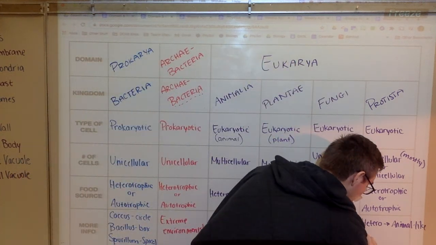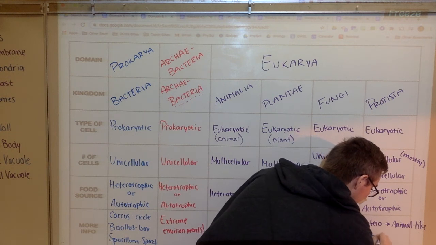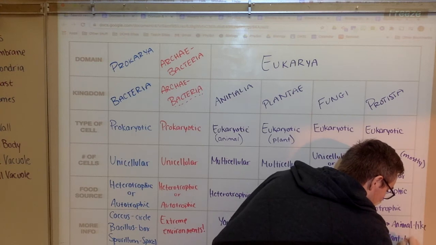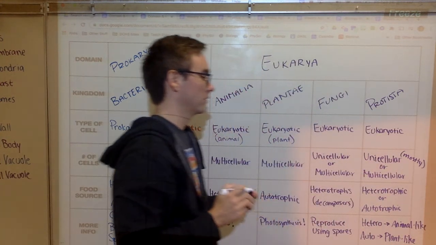All right, and then the ones that are autotrophic, we call those plant-like protists.